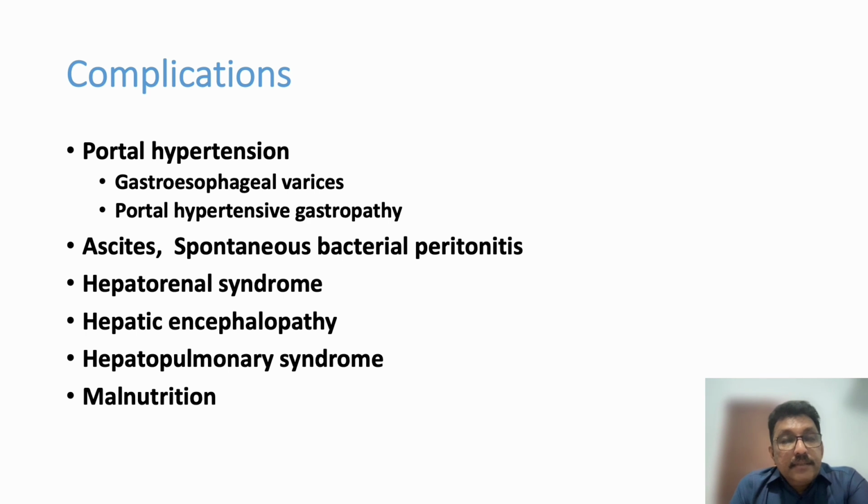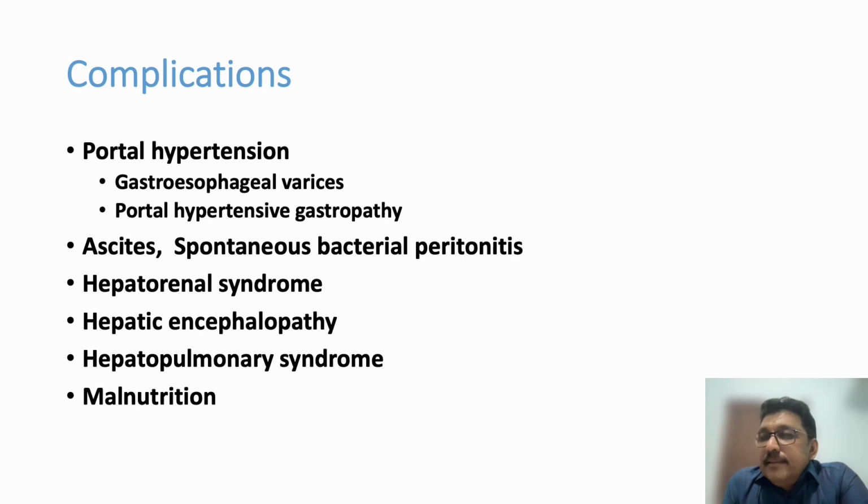The patient can have ascites. In that, infection can occur, which is called spontaneous bacterial peritonitis. It is mostly due to gram-negative organisms. So any patient who is admitted with suspected SBP, we have to start antibiotics, that is a third generation cephalosporin.